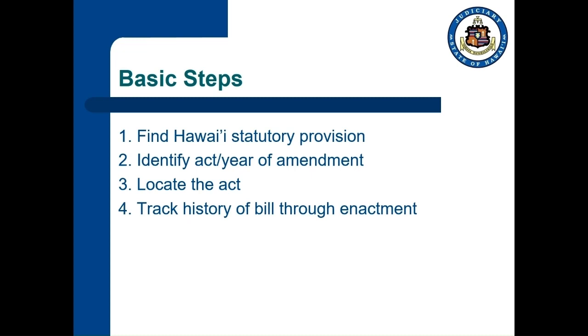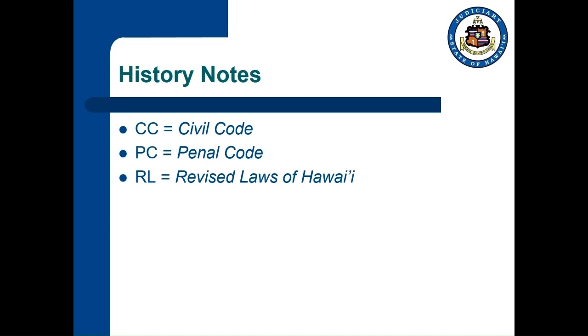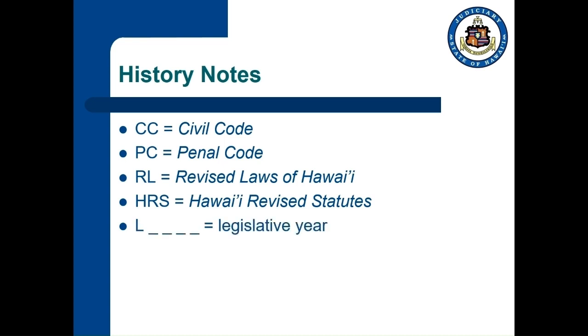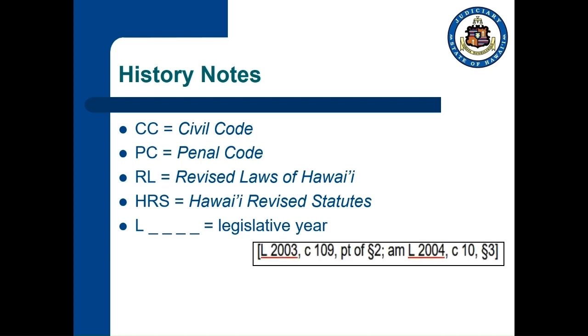Now we're going to come back to these steps later, but first we'll cover a few helpful items to put this all into context. Here are a few notes and abbreviations you'll come across in conducting your research. CC means Civil Code. PC is Penal Code. RL refers to the Revised Laws of Hawaii. HRS means the Hawaii Revised Statutes. And L, followed by a year, refers to the legislative year in which an act was passed, usually seen in this format here. A lowercase c means act, a lowercase am means amended, and this symbol denotes a specific section within an act.